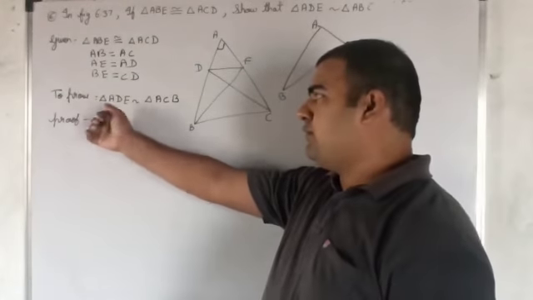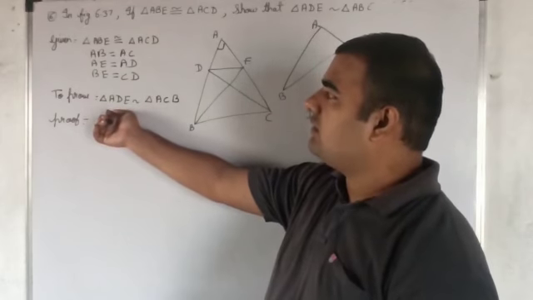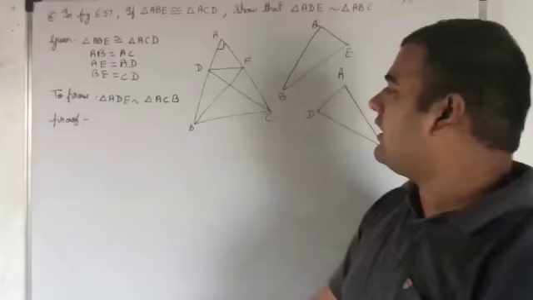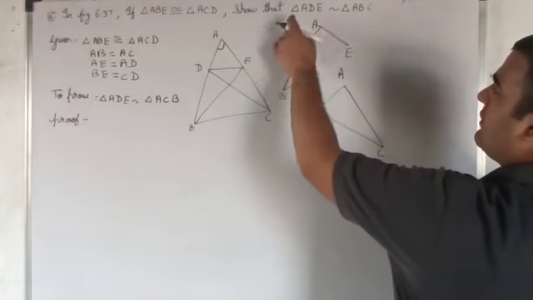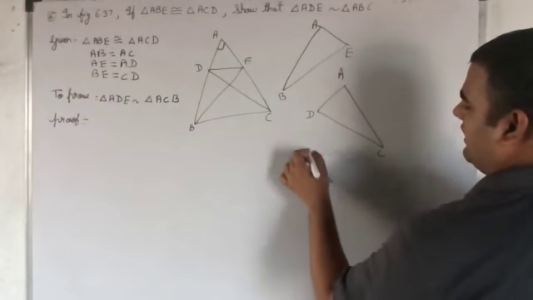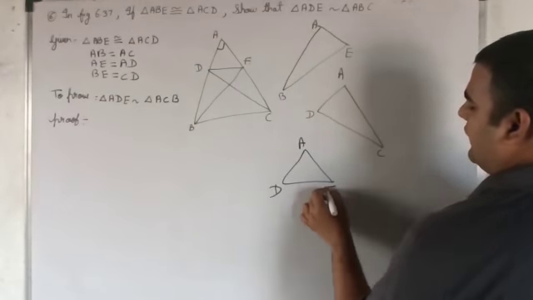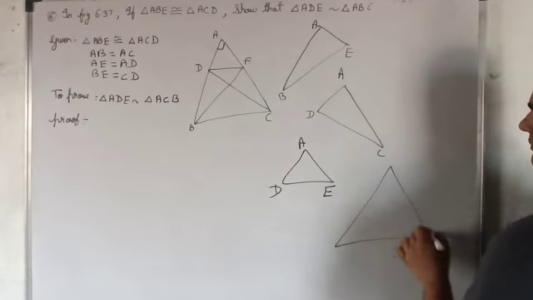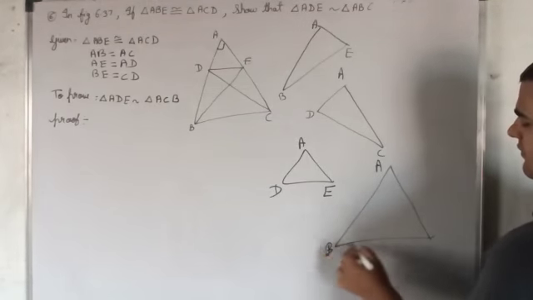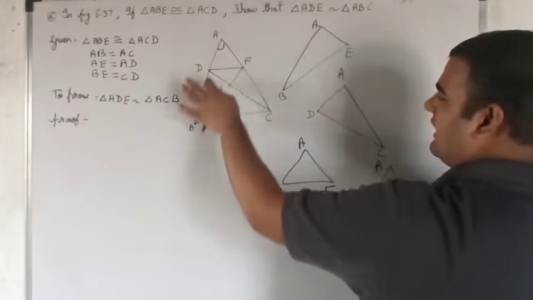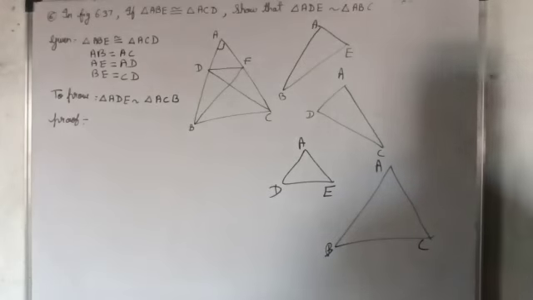By seeing what to prove, we can take whichever given data is convenient and use it in the proof. Now, what we need to prove is that triangle ADE is similar to triangle ABC. I am drawing this figure from this only. We need to show ADE is similar to triangle ABC, right? So see.